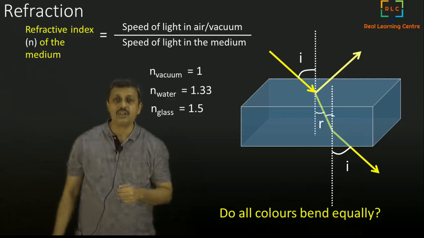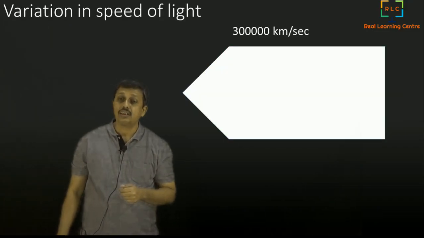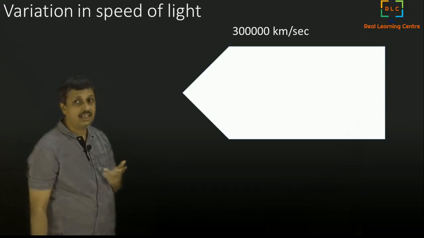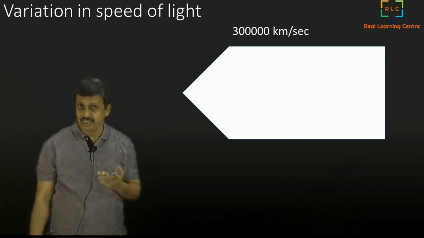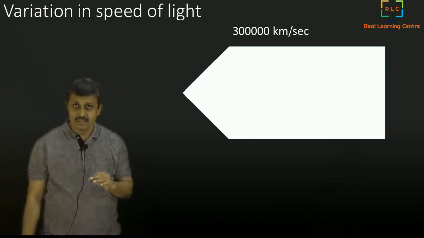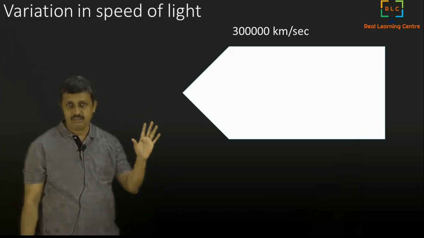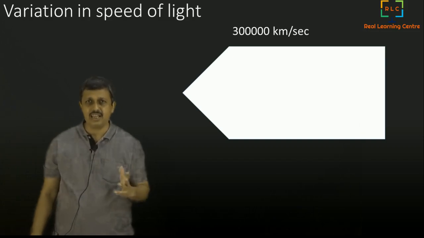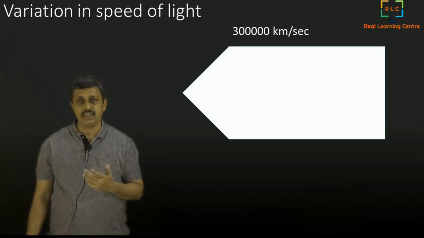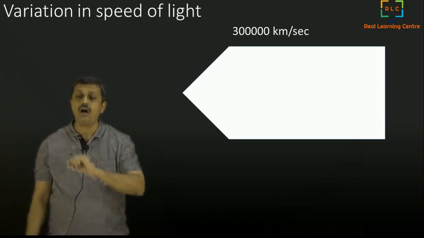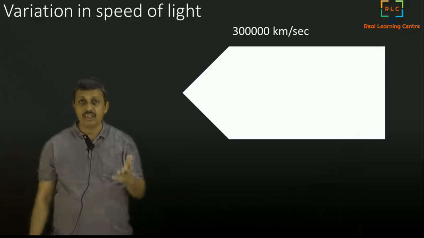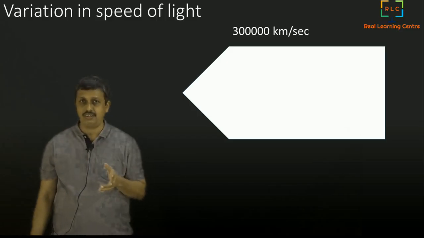First important thing to understand is that white light travels at 300,000 kilometers per second, which is 3 into 10 to the power of 8 meters per second. This speed is in vacuum. Sometimes we say air, but very thin air is as good as vacuum. This 300,000 kilometers per second is exactly the same for all colors. Hence, white light, which contains all colors, travels at a single speed.